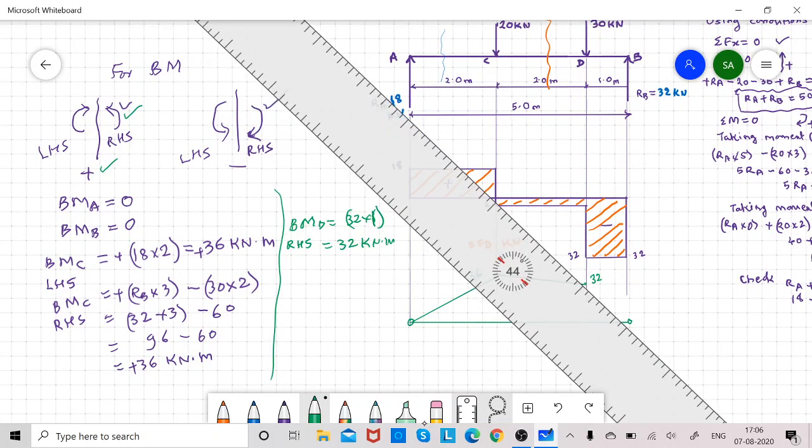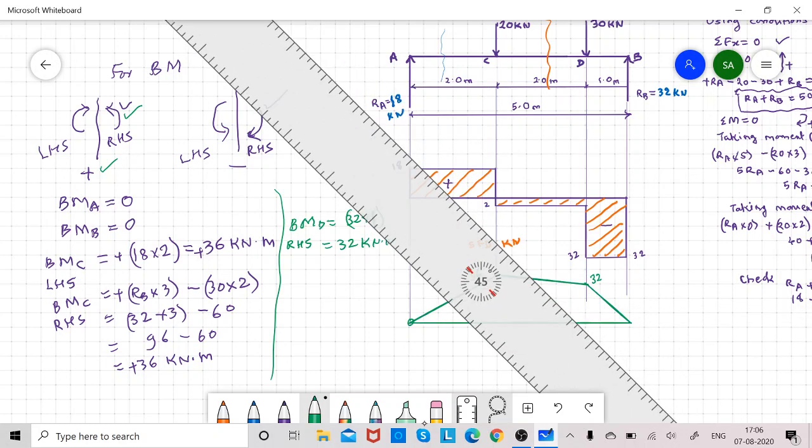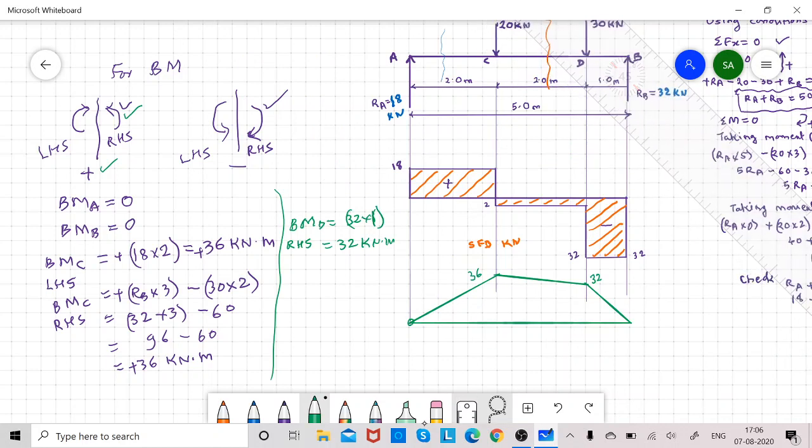I am going to connect this point. Okay. Mark positive above the baseline. Again shade it, like this. BMD, unit is kilonewton meter.